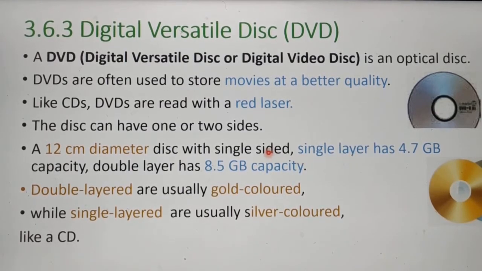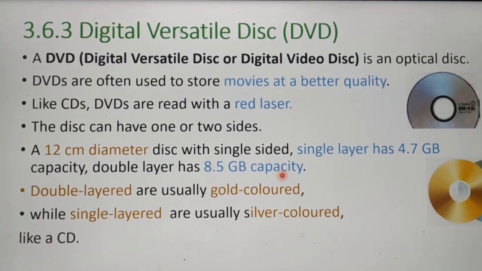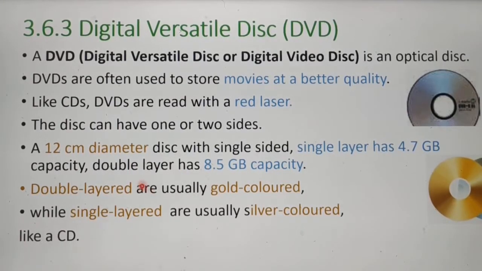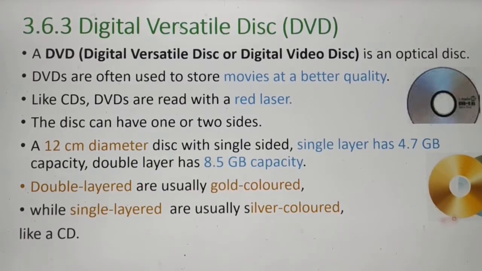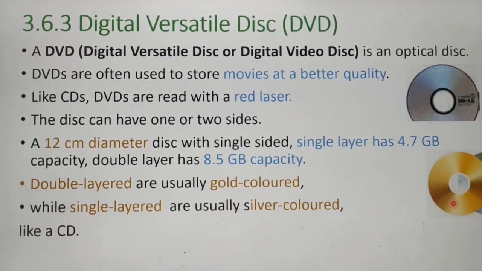In a single-sided single layer disc, we can store 4.7 GB of data. In a single-sided double layer disc, we can store 8.5 GB of data. Like this, in a double-sided double layer disc, we can store 17 GB of data. Actually, these double layered DVDs are colored with gold. Like this, single layered DVDs are colored with silver only.